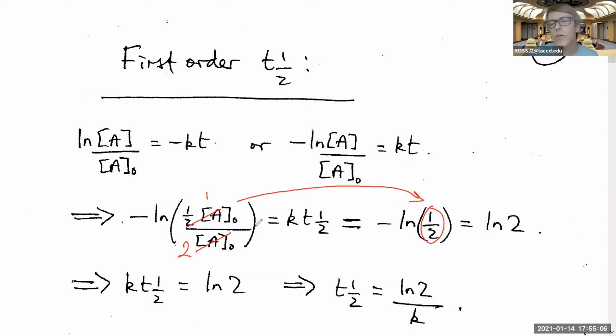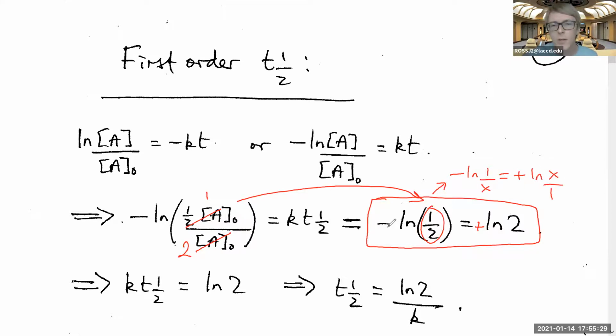And then we know from our log rules that if we focus on this expression here, if we change the sign of our log argument, we invert the fraction. So this is just because minus log 1 over x is positive log x over 1. So therefore, minus log a half is positive log 2.